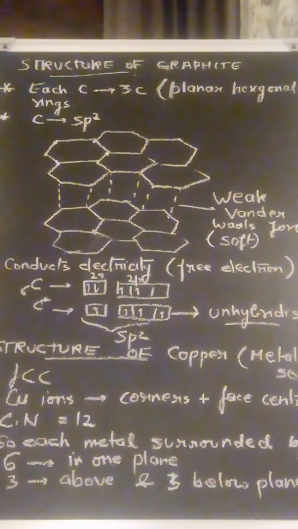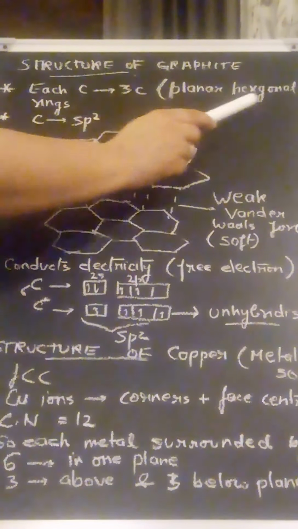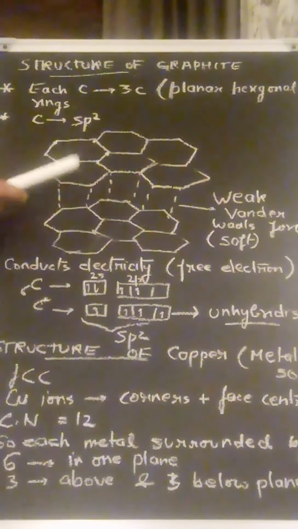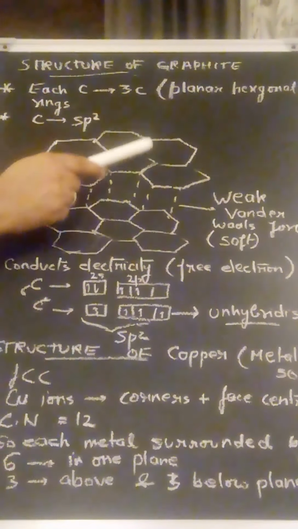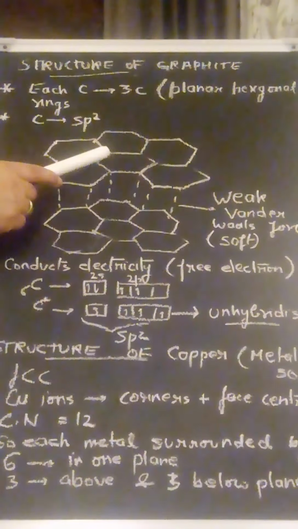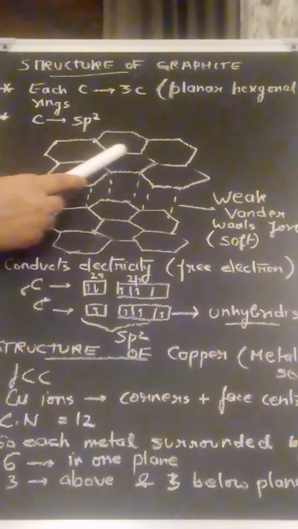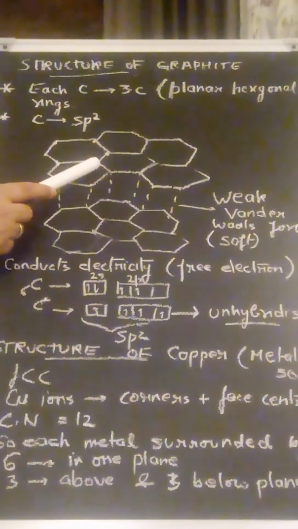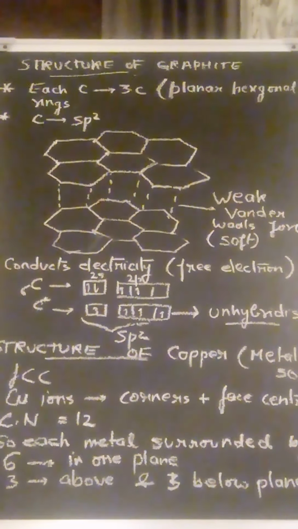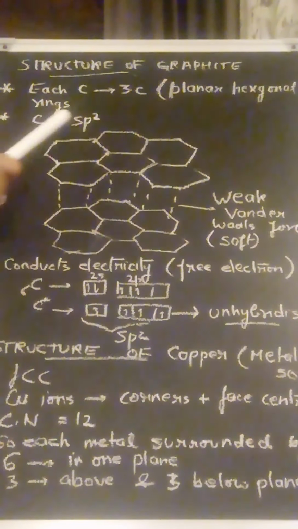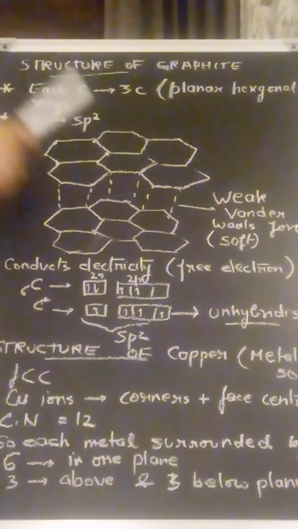In that way, each carbon attached to 3 carbon forms planar hexagonal rings of this type. So you see, each corner of the hexagon is carbon, and each carbon is linked to 3 other carbon. If you suppose this is the carbon, then see it is attached to 3 other carbon in this way, right? So planar hexagonal rings of carbon are formed, right? The hybridization of carbon is sp2; in diamond it was sp3, while here carbon is sp2 hybridized, right?